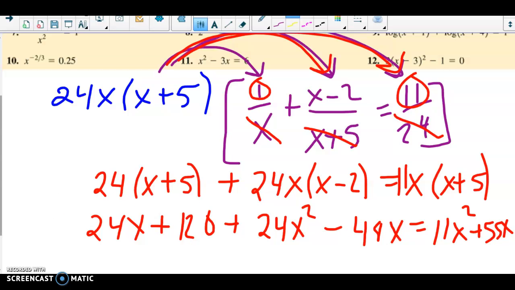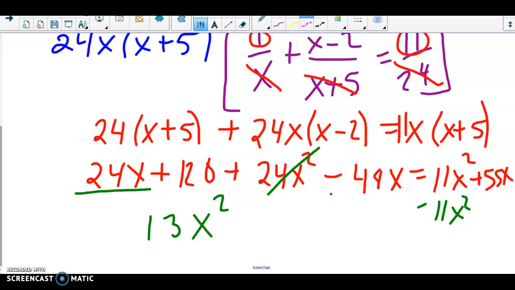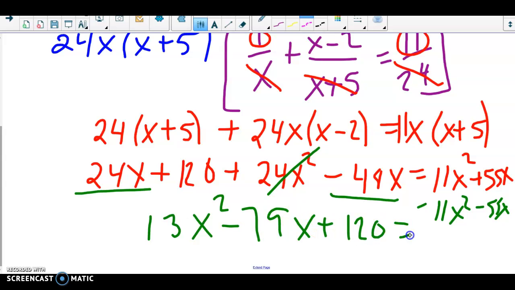Okay. Let's get all our x squareds on one side, actually, let's get everything on one side and 0 on the other. It's a quadratic. So I have 24x squared minus the 11x squared. That's 13x squared. Okay, I subtracted 11x squared over here. How many x's do I have? I have 24 minus 48. That's negative 24. And then I'm going to also subtract this 55x over there. So I have negative 24 minus 55. That's negative 79x. And then I have my plus 120 equals 0.